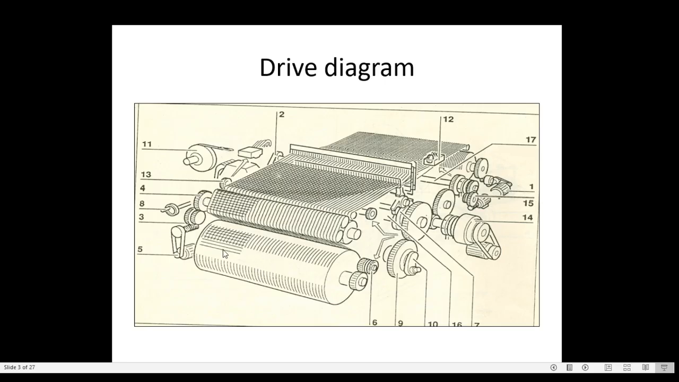Sixth, cloth wind-up drive. So here the drive comes from the main shaft. Again, here the clutch is there, and sixth is the cloth take-up drive here. Then seventh is sley drive. So we can see here the sley drive is there. Here we can see seventh. This is the sley drive from the main shaft.